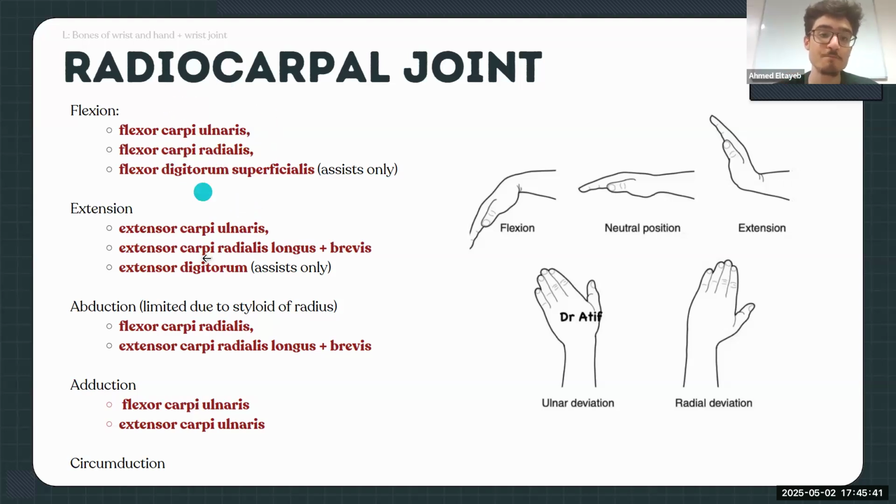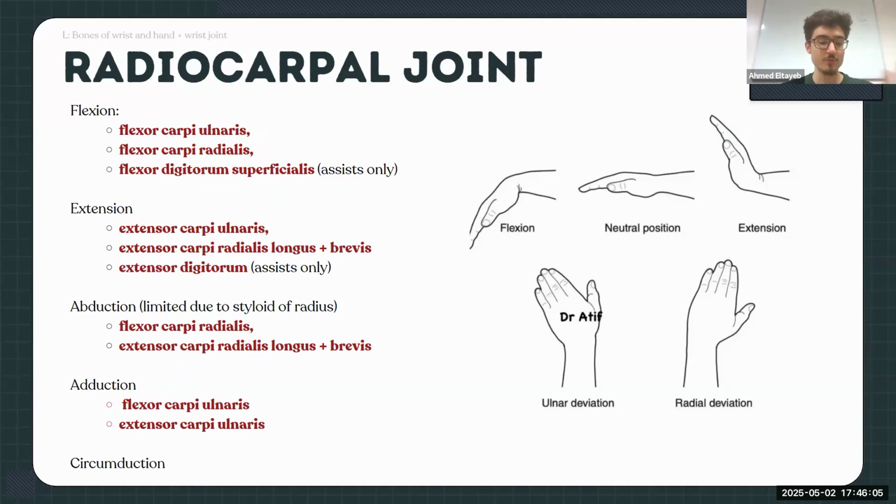So you have two radialis, longus and brevis, and you have one ulnaris. And extensor digitorum also is only assisting. It's not the main function. Abduction and adduction is kind of unique. What is responsible for it are both flexors and extensors. And it makes sense if you just do it on yourself.